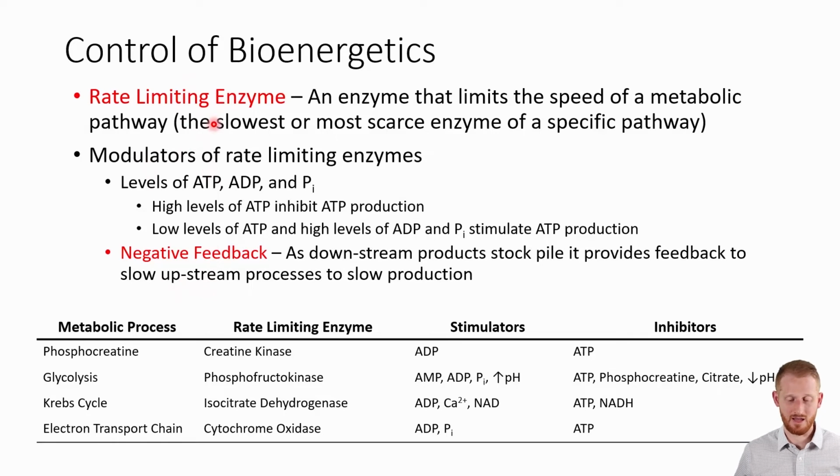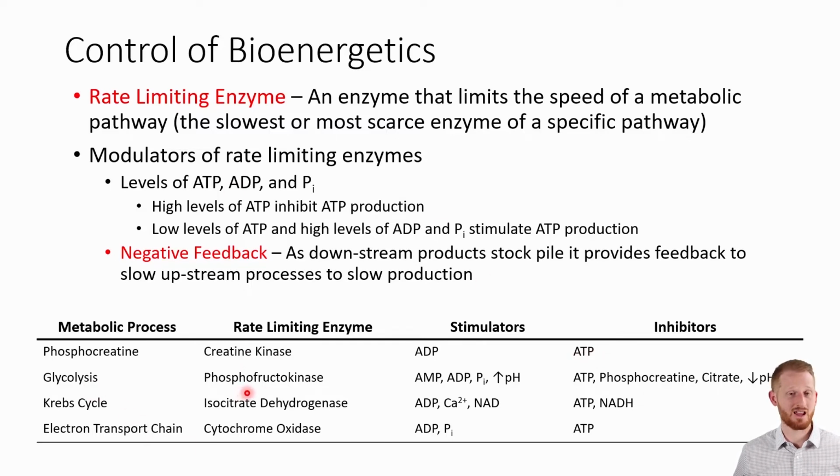All right, so what are the various rate-limiting enzymes and specific stimulators and inhibitors of the various metabolic processes? Phosphocreatine's rate-limiting enzyme is creatine kinase, which is actually the only enzyme in the phosphocreatine pathway. It's going to be stimulated by ADP, and it's going to be inhibited by ATP, just like I mentioned already.